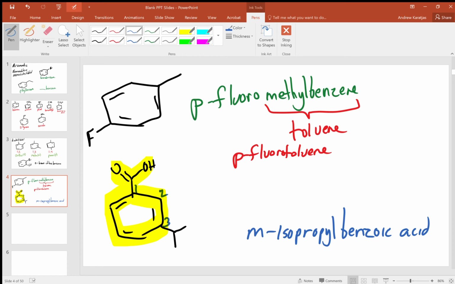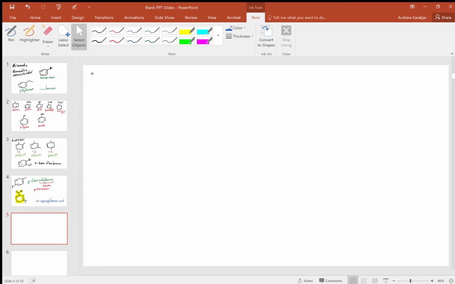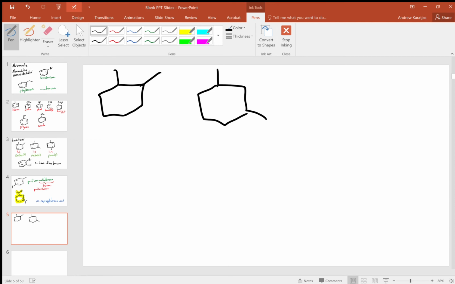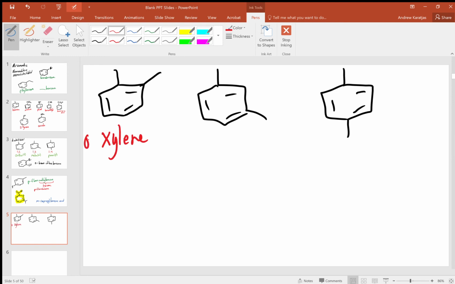Now, there are also some common names for certain disubstituted compounds that we should be aware of. And the two groups that we should be aware of are when we have either two methyls or two alcohols. And having two methyls is a little bit easier than the two alcohols, and that's because we use the same name, just ortho, meta, or para. But when we have two methyls, it's referred to as xylene. So we can have orthoxylene, metaxylene, or paraxylene.